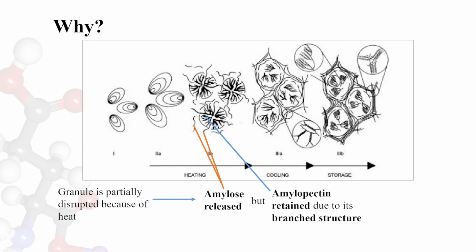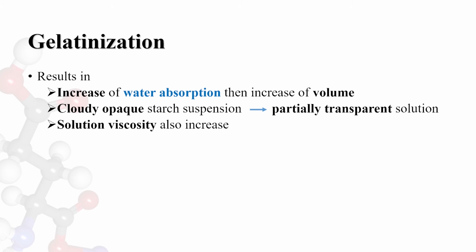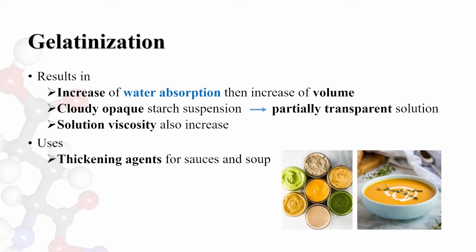This is due to the amylose of the starch being released, but amylopectin is still retained within the partially disrupted starch granules because of its branched structure. The cloudy opaque starch suspension turns into a partially transparent solution, resulting in an increase in solution viscosity. Gelatinized starch is used as a thickening agent for sauces and soups.